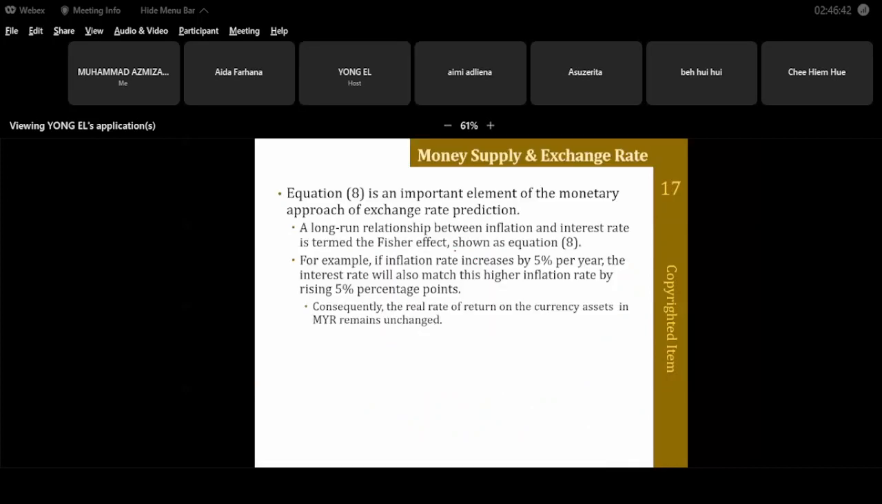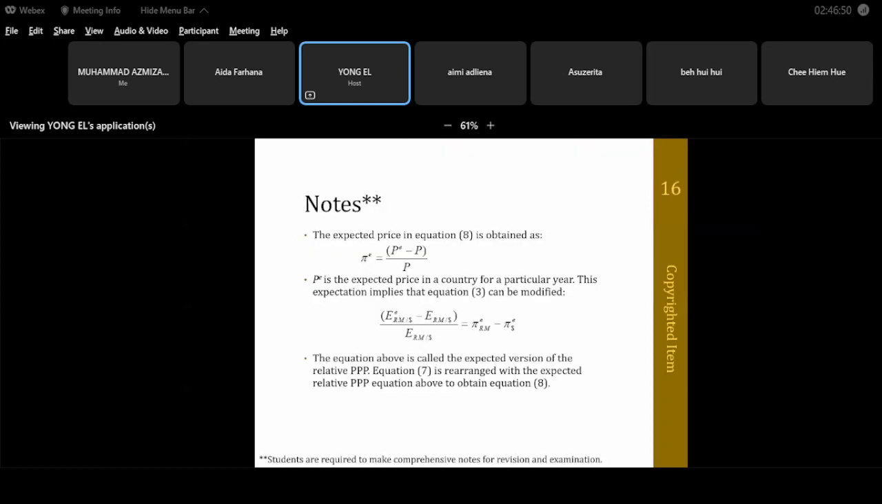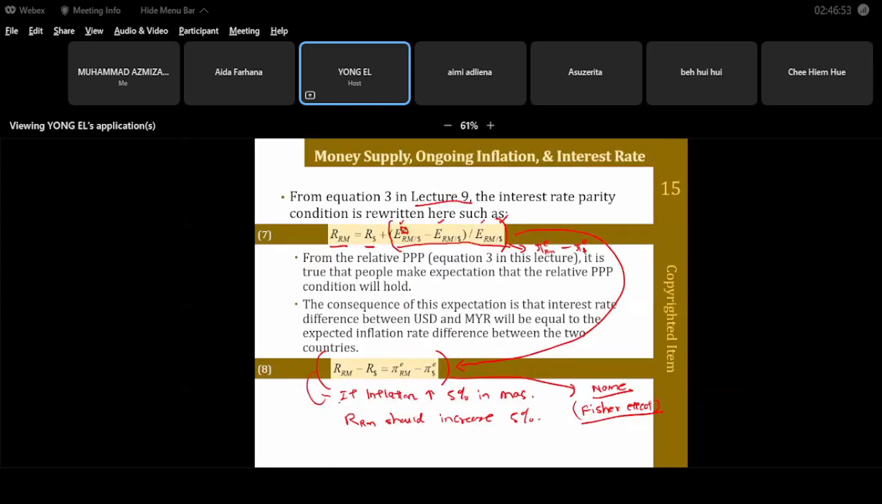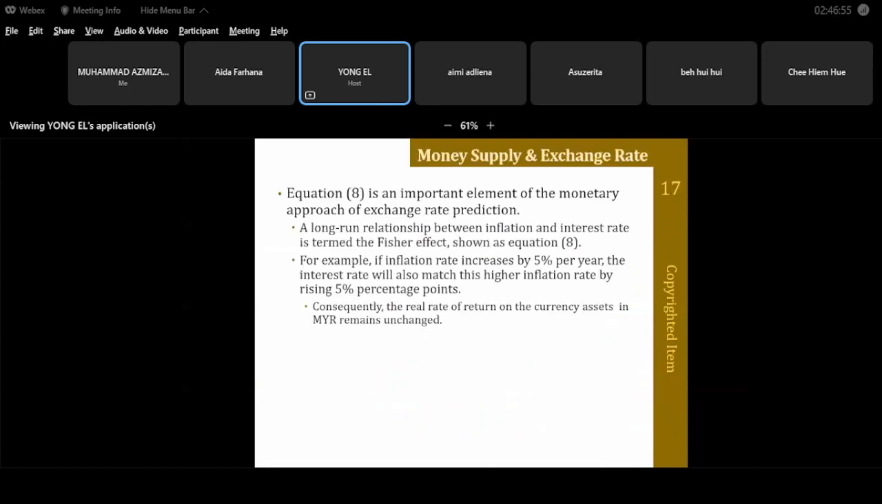Okay, right here. So this is basically what I explained to you already using this equation. And I said this is the Fisher effect. And here I wrote, this is the Fisher effect, equation 8. And the example I gave you just now is if inflation increases 5%, then interest rate must also increase 5% in order to match or to compensate the decreased purchasing power due to the 5% increase in inflation rate.